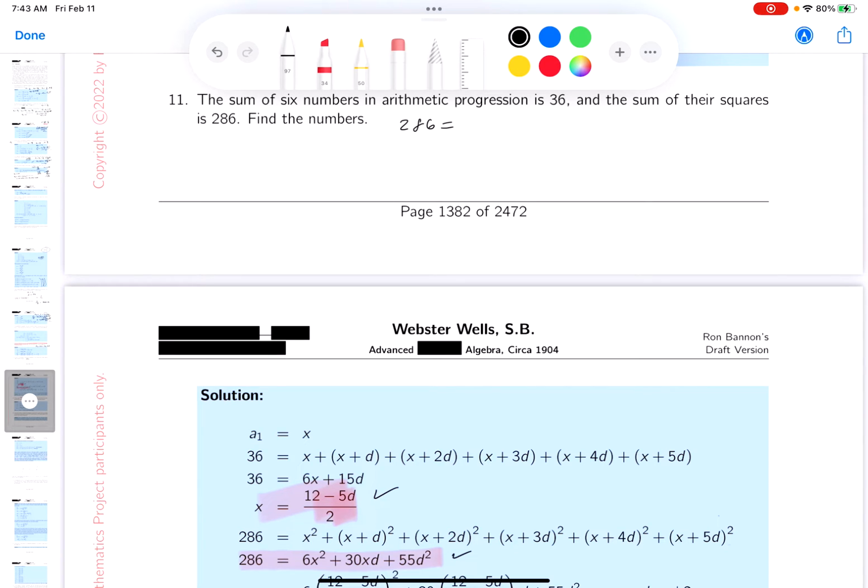is equal to 6x squared. Well, here comes the tough part. What's x? It's 12 minus 5d over 2, quantity squared. I got that. What's next going to be? 30 times x. Well, let's put this down. That's going to be 12 minus 5d over 2. Let's see if I did that right. And that's going to, oh, d. I'll put the d down now. So 6x squared, 30xd. I got that. Then 55d squared.